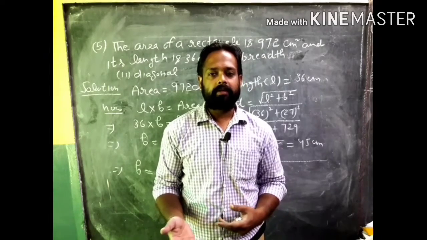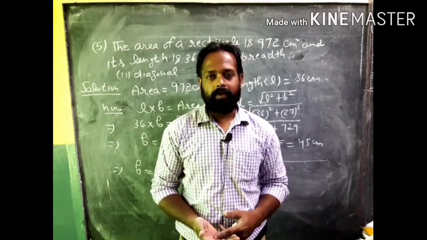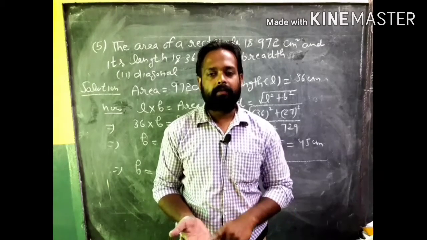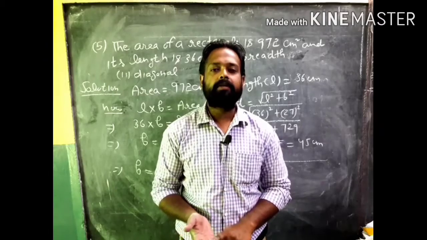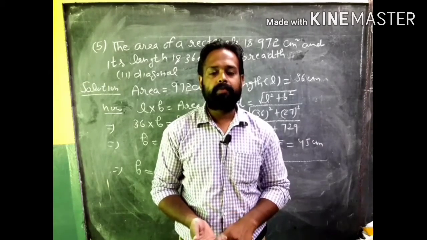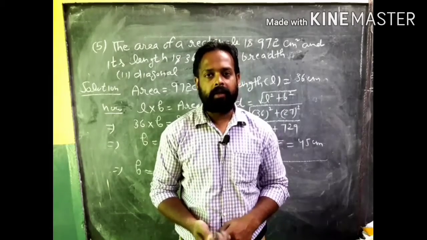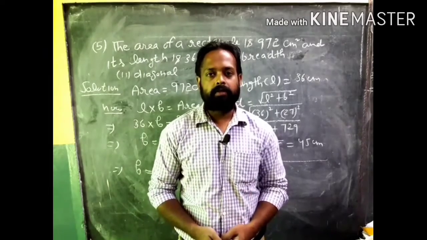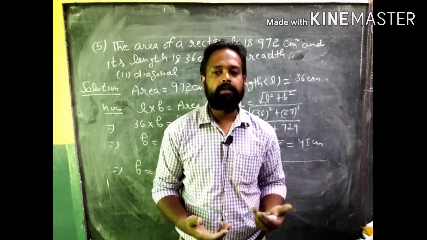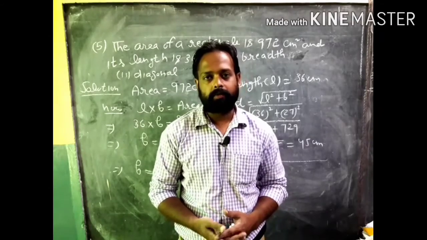In the fourth case, we follow the same steps, because only little changes are there. In the fourth case the value of the breadth and the value of the diagonal are given to us, and we have to find out only the length, and then the area. So you have to follow the same steps which I already followed in the third sum, and then you can easily solve this fourth part.